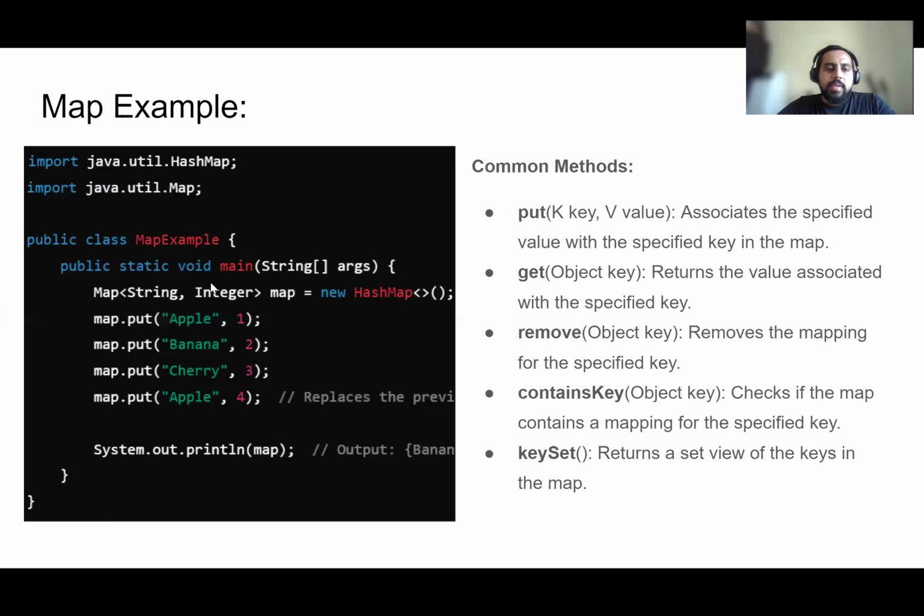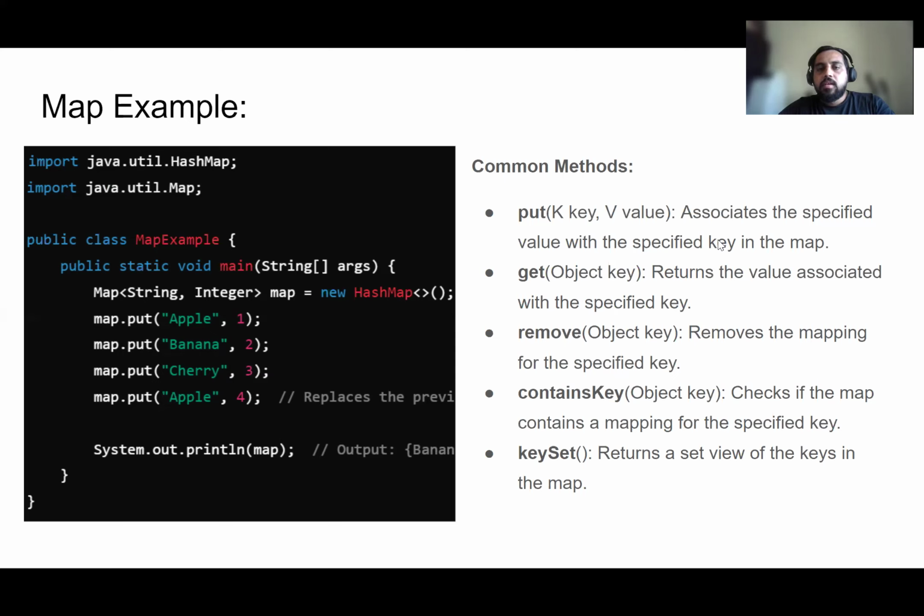So let's see a map example. This is a map example. I created a HashMap. I'm trying to add more data: apple, banana, cherry, and again I try to add an apple here. So what it will do is replace the apple, which I already have. When I print it and get the values, I can't guarantee the insertion order, because in HashMap, insertion order is not preserved and duplicates are not allowed in keys.